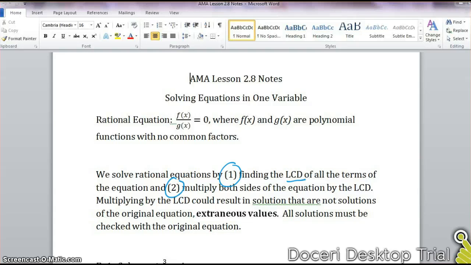And that's so when we first see the problem, we're going to have a bunch of fractions, and this is going to help us get rid of those fractions and give us a simpler problem to work. The downside of multiplying both sides of the equation by the least common denominator is that sometimes it will give us solutions that don't actually work for the original equation, and those are called extraneous solutions or extraneous values. And that just really means extra solutions that don't work for the original problem.